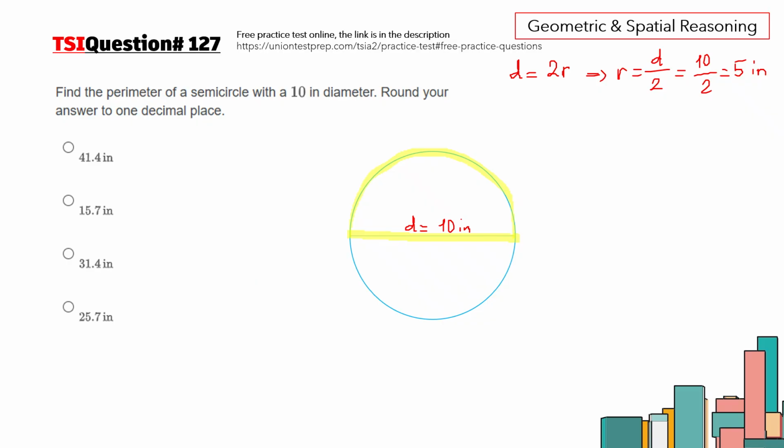To find the perimeter of a semicircle, we can find the perimeter of a circle, then divide by half. But first, let me find the perimeter of a circle. It is 2 pi r. So half of that, 1/2 of the perimeter of a circle, will be 1/2 times 2 pi r.